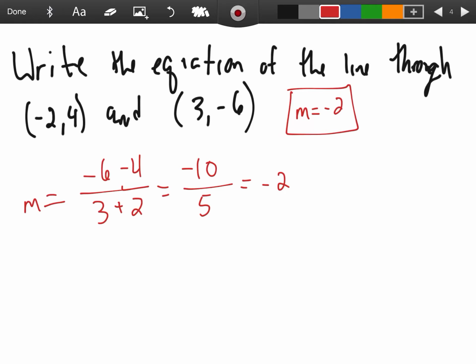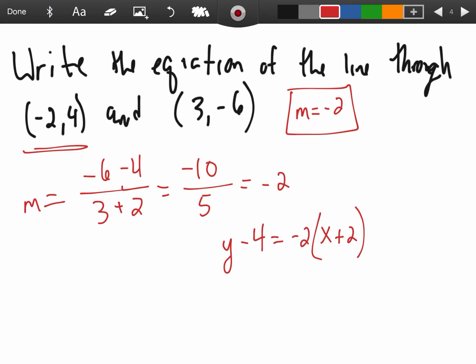Now I have two options, right? I could either use point-slope form or slope-intercept form. I'm going to use point-slope form. I think that it's easier. And you can use either one of these points as your x1 comma y1. Either one, so it's really up to you. So I'll do y minus, let's use this point, y minus 4 equals -2 times x minus a -2, so x plus 2. And this right here could just be your final answer.